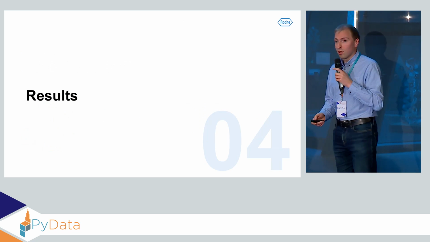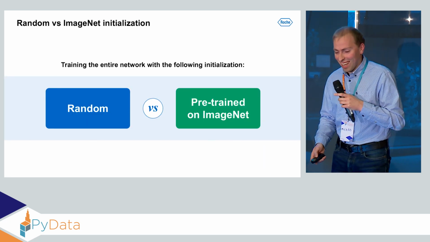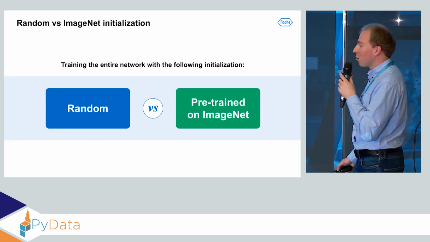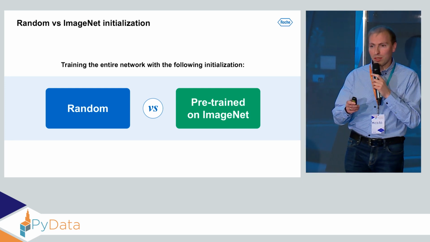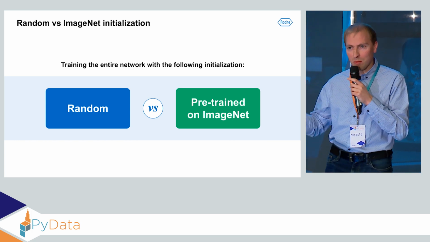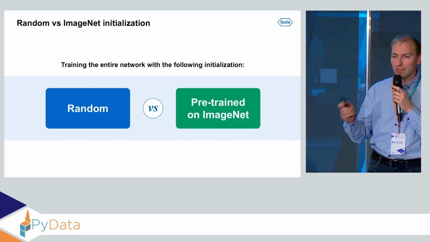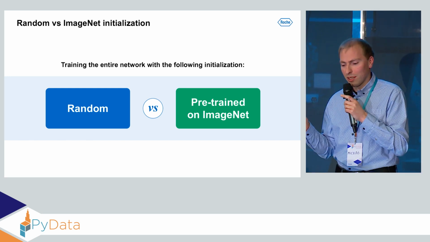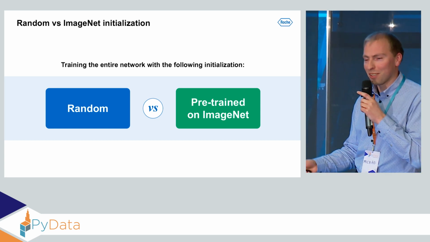Right. So we've come now to the interesting part, results. At first, we would like to compare 2 settings: the same networks, trained in the same way with the same hyperparameters on the same datasets, just with different initialization, random or weights pre-trained on ImageNet.